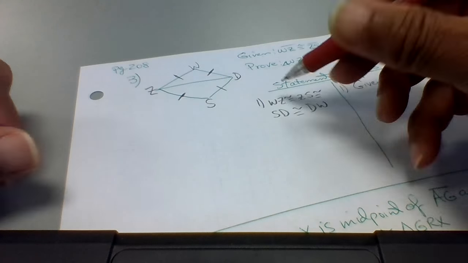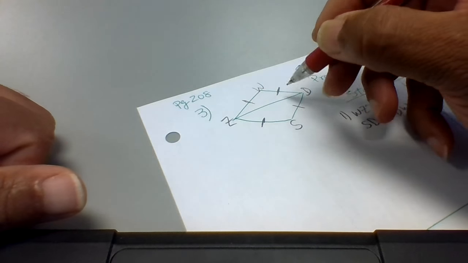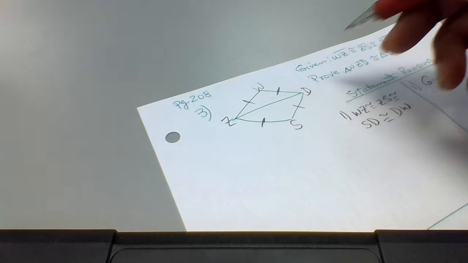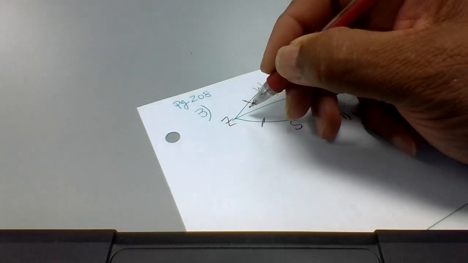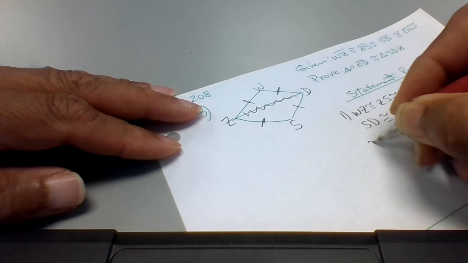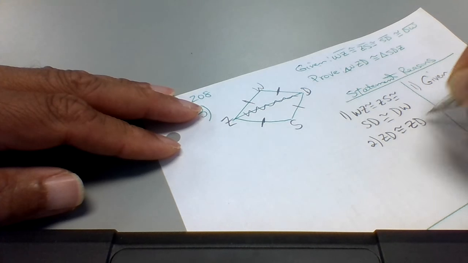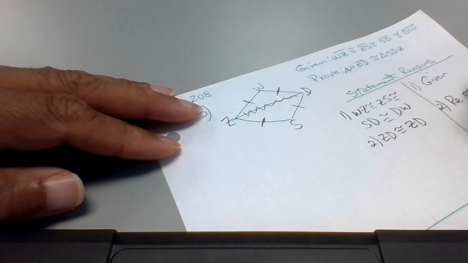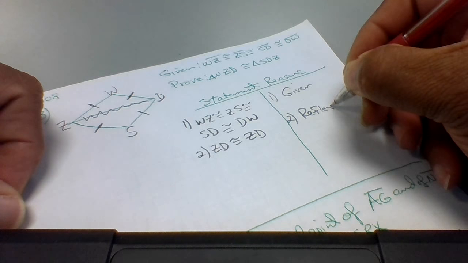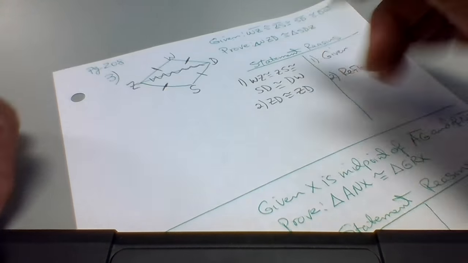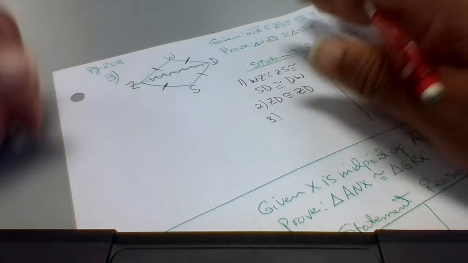Next thing, look to see if two triangles butt up next to each other. So I'm going to be thinking of reflexive. Number two, ZD is going to be congruent to ZD. Why? Because of the reflexive property.